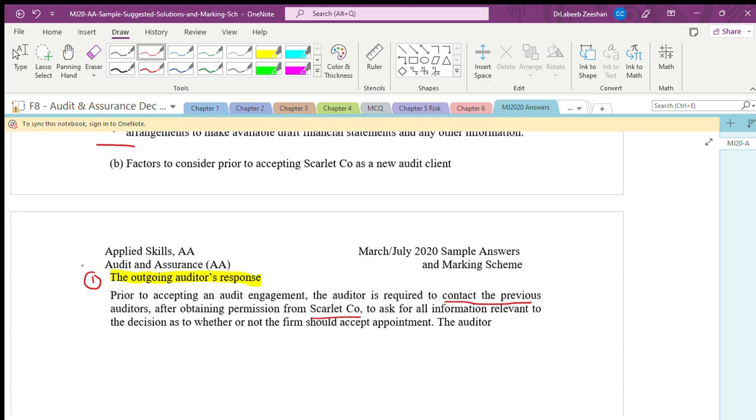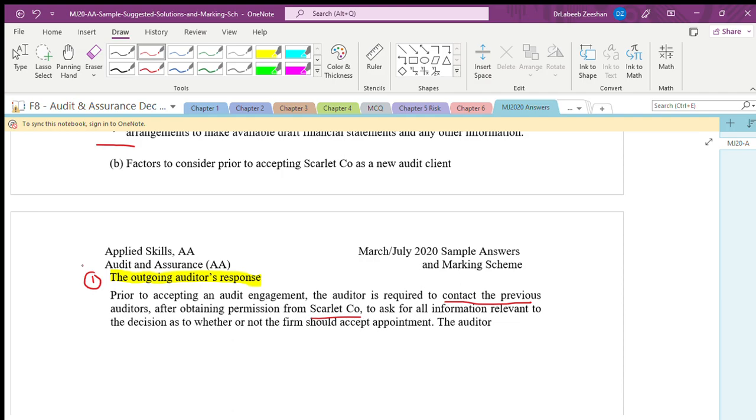We have discussed, so any communication we are doing with the third party, any communication, you have to write this. Prior to accepting an audit engagement, the auditor is required to contact the previous auditor. Before sending to the bank for confirmation, I'm giving an example how it should be. Before sending a bank for a confirmation, you have to obtain the permission of the client. Before sending any letter to the third party for inventory, you have to obtain the permission of the client.